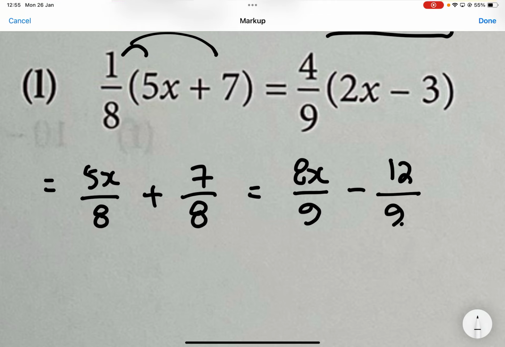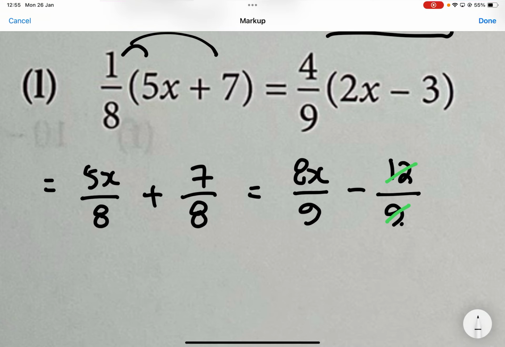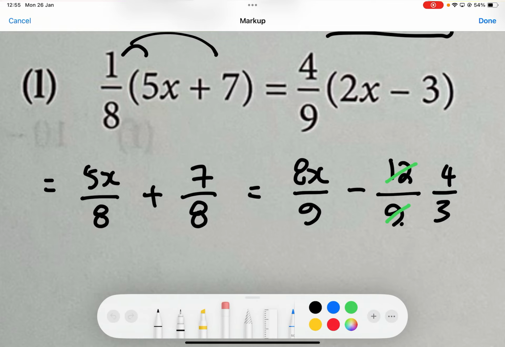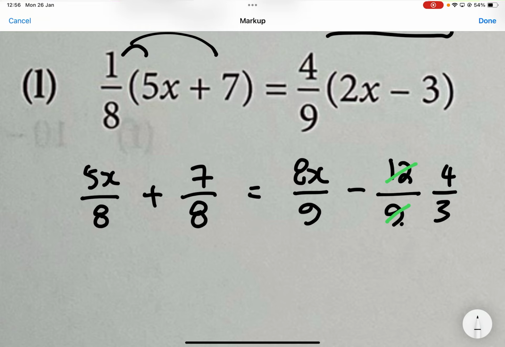Follow so far? Okay. Then I can do some cancellation. Both can divide by 3. Then the next step is when I want to put all the terms with x on one side. My 5x over 8 is on my left already, so very good, I don't change it. I keep it here. But I have 8x over 9 on the right.